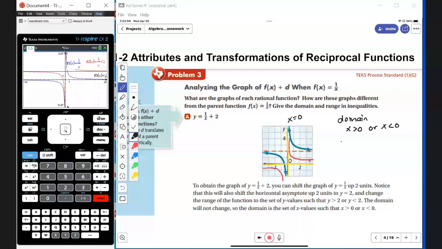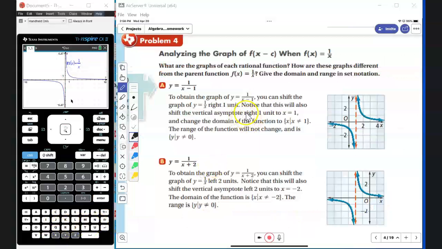Now, the range is a little bit different. Since we went up 2 units, it's going to be y is greater than 2 or y is less than 2. So your domain is still x greater than 0 or x less than 0. The range is what changes. Y is greater than 2 or y is less than 2.